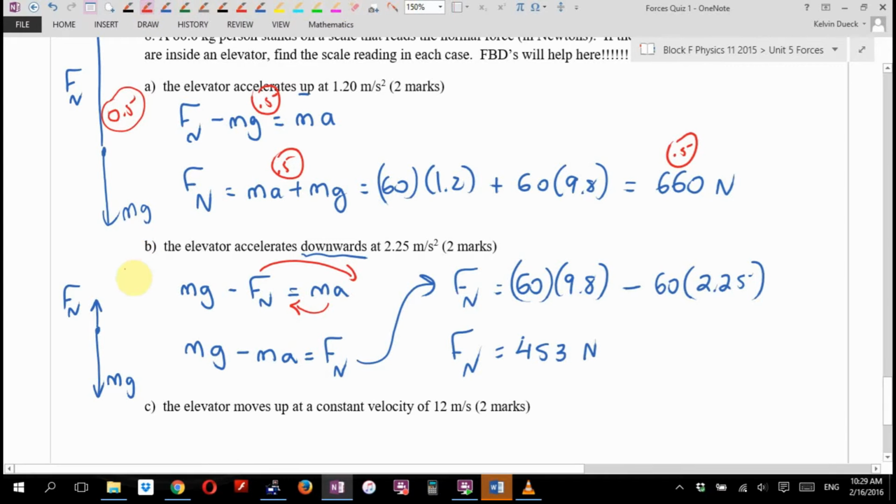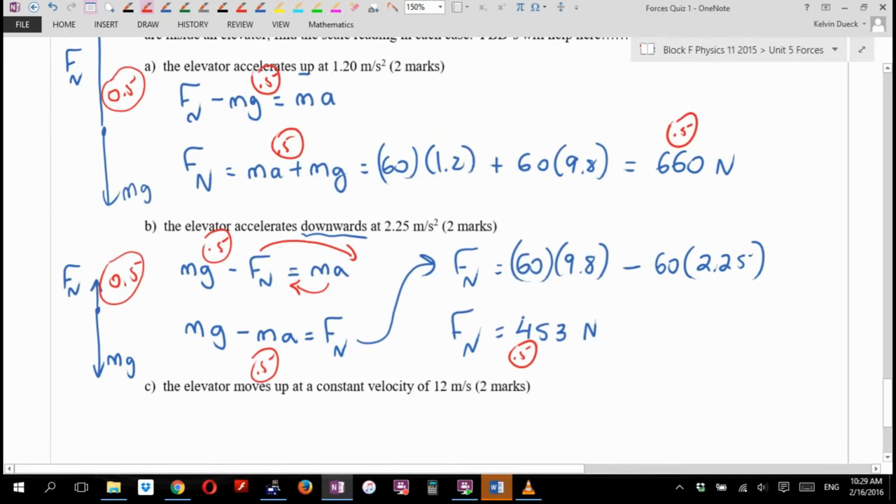Same marking scheme as before. If you got the right answer, 2 out of 2. Otherwise, I'd give you a half mark for that, a half mark for that, a half mark for getting a normal force by itself, and a half mark for the correct answer.